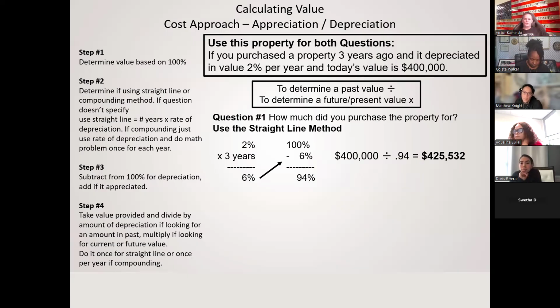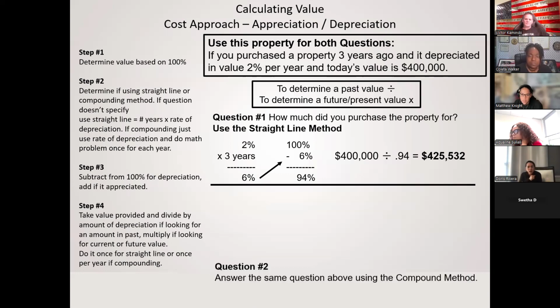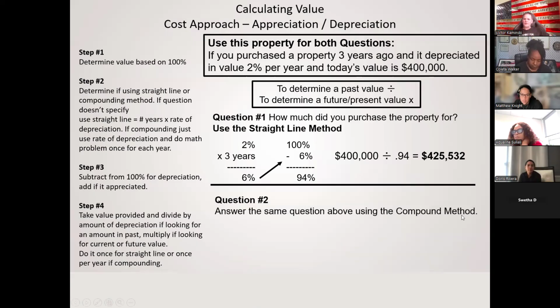It's just a couple more steps, but it's pretty easy to figure out still. So let's do another problem. This time, we're going to use the compound method. I'll show you how the compound method is different. So I'm first showing you how to do this, and then you're going to do some on your own here, okay? So here we got the same question as above. We're using the same question, but we're going to use the compound method.